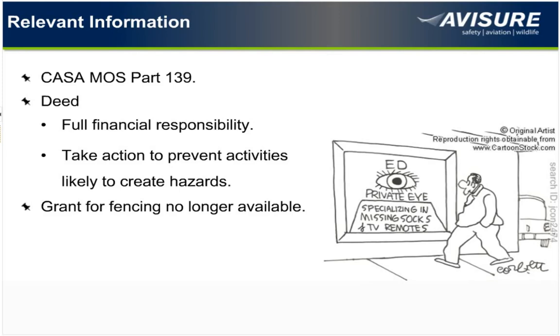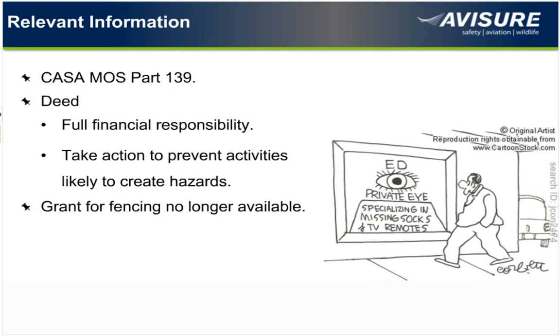The deed for the aerodrome, so the aerodrome was handed over to the council to run, and that deed provided the stipulation that full financial responsibility was for the council who runs the aerodrome, and that the operator, in this case the council, was responsible for taking action to prevent any activities that might create hazards, and this includes birds and other wildlife. And based on all of this, the airport actually went and sought federal funding, a grant, in order to install a proper kangaroo-proof fence.